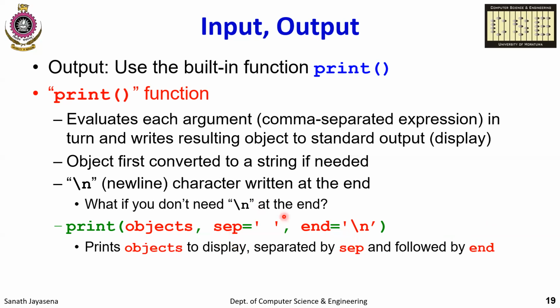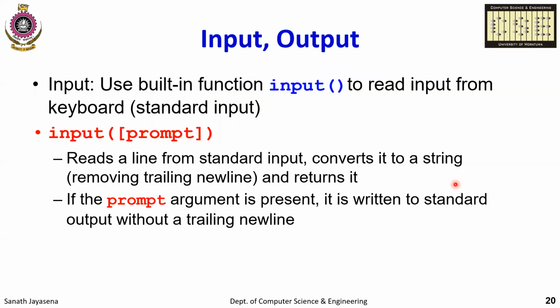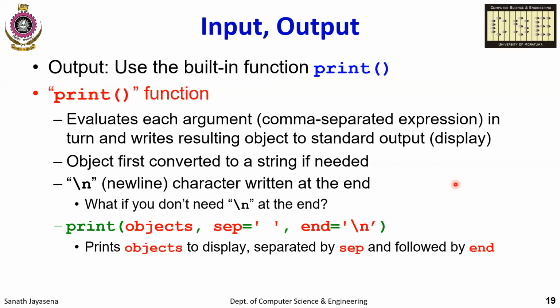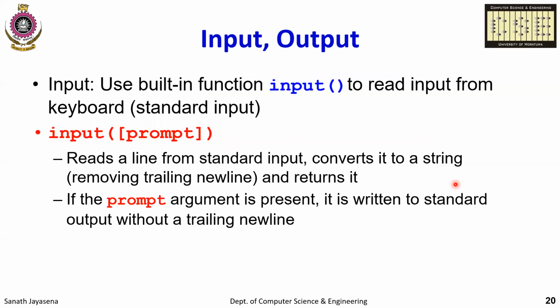This also says the separator: when you have a list of objects separated by commas displayed, you can also control or change the standard separator character. The standard separator here is a single space, but if we want, we can change that as well. Right. So that was the output, how we output using print usually.